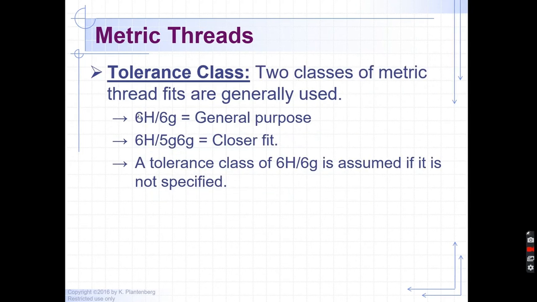Okay, there are 2 classes of metric thread fits that are generally used. 6H, 6g is general purpose. 5H, 5g is a closer fit. Again, the nominal tolerance class is 6H, 6g. It is assumed if that is not specified.